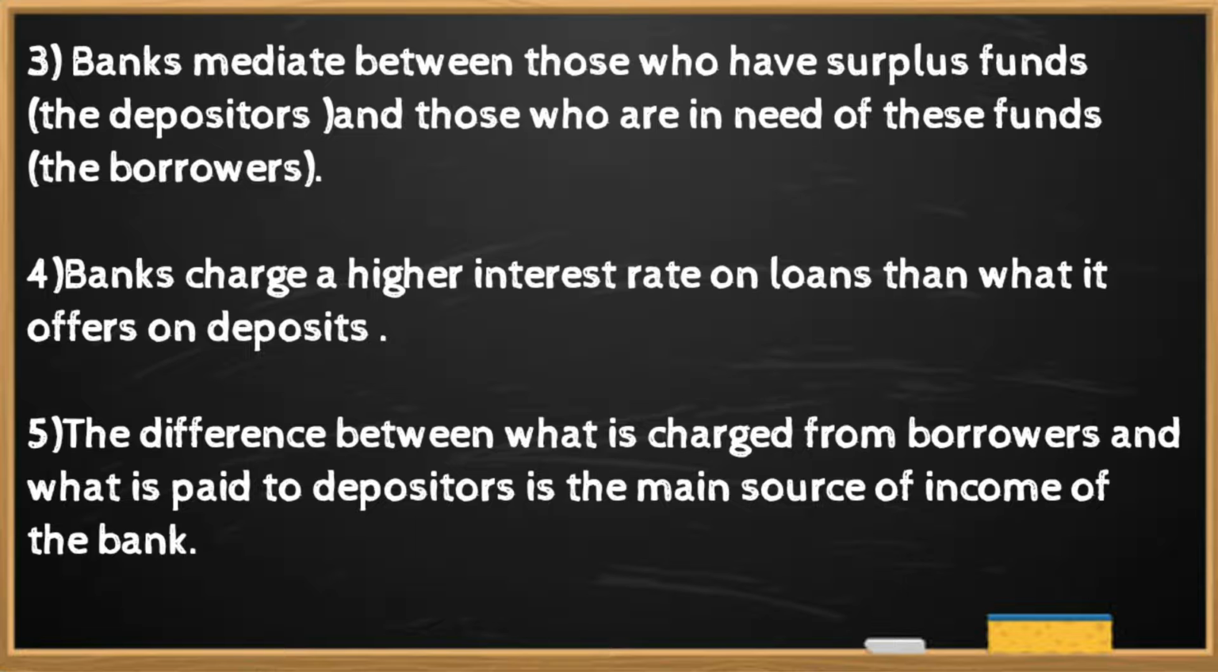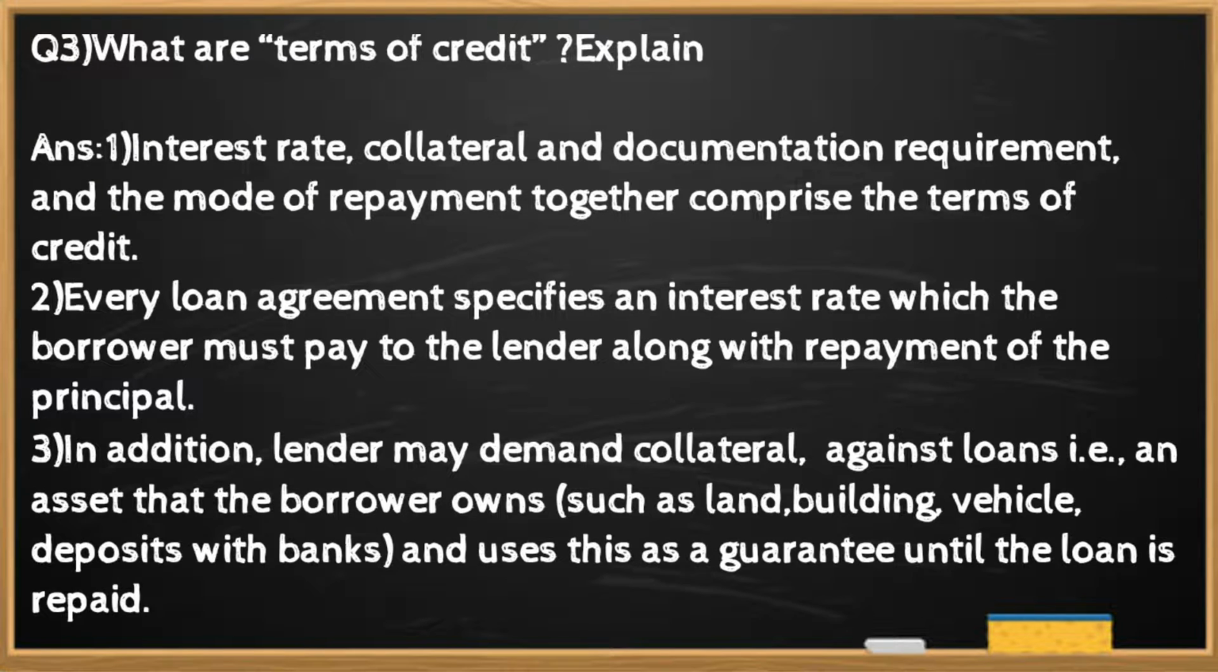The difference between what is charged from borrowers and what is paid to depositors is the main source of income of the bank. Question number 3. What are terms of credit? Explain. And the answer is, interest rate, collateral, and documentation requirement and the mode of repayment together comprise the terms of credit.